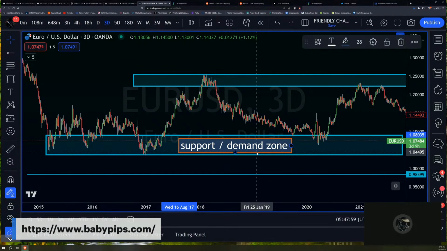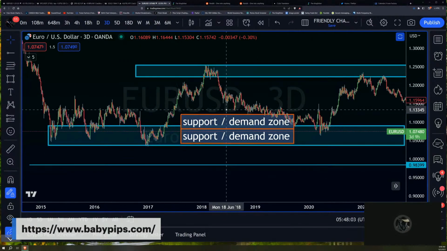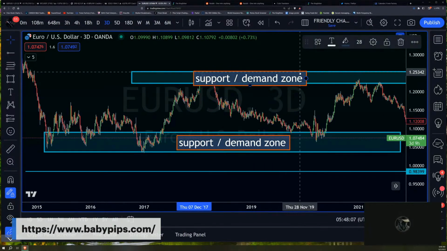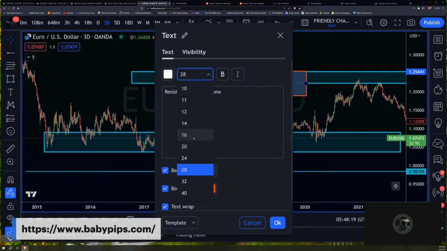And then you have up top a supply zone, which is going to be a resistance. Okay. So let's type that out. Resistance or supply zone. Okay. So now what does that mean?